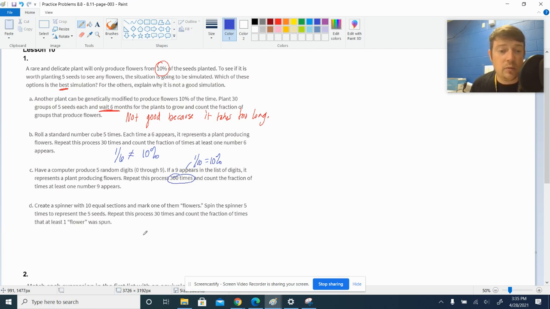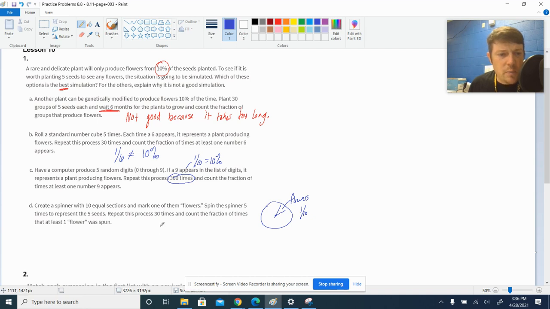Okay, let's look at the last one. Create a spinner with 10 equal sections. Okay, I like that. Mark one of them flowers. Spin the spinner 5 times. Okay. One little section that's marked flowers would equal 1 out of 10. I like that. Okay. Repeat it 30 times and count it. So really, C and D both work.